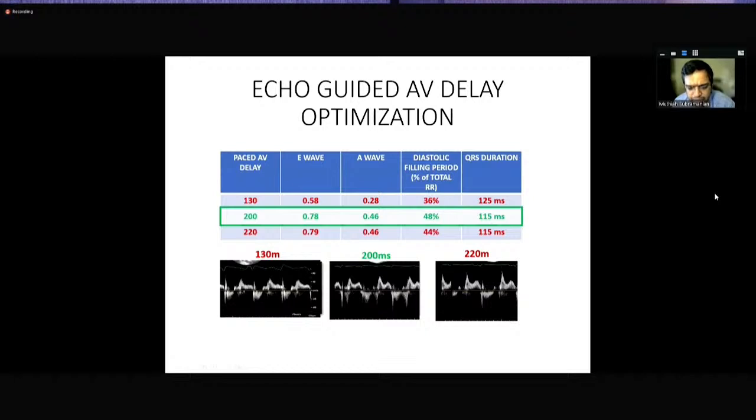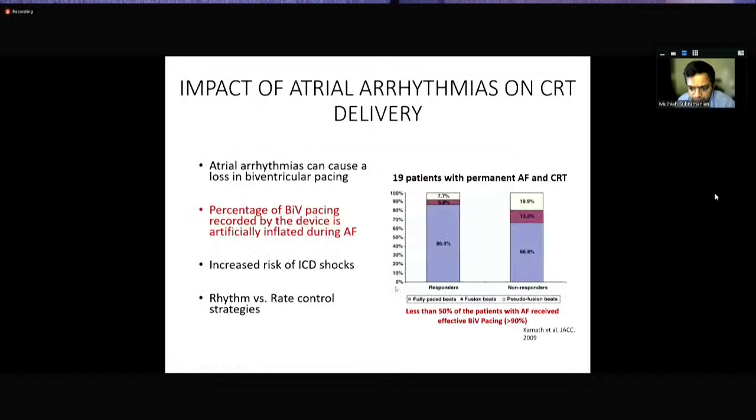That means you have lost that part of the atrial cardiac output for this patient, possibly leading to a non-response to the CRT. If you extend this patient's AV delay from 130 to 200 milliseconds, you now see that the E wave has come out and you now see the complete A wave. So especially in patients with diastolic heart failure with concentric LVH, where this atrial kick has a bigger role to play, optimizing these AV delays in these heart failure patients makes a big difference in terms of outcomes.